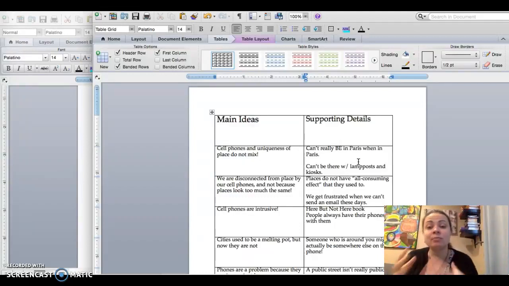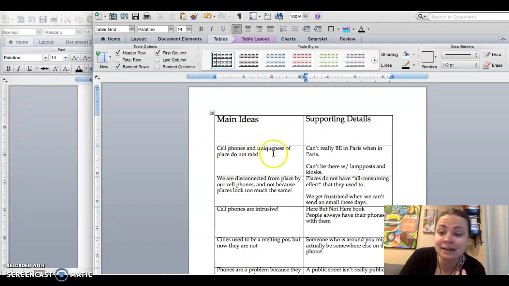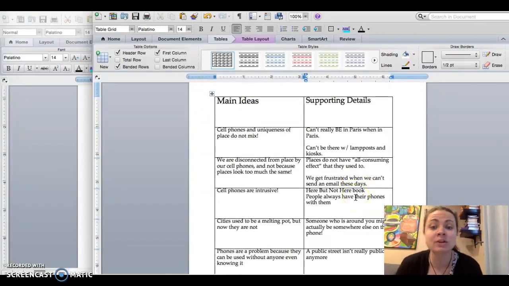But in any case, what's important to know is that the main idea of the paragraph is general, okay? And the supporting details are specific. And each paragraph contains both one main idea and then some supporting details for that main idea. Okay. The next one is we are disconnected from place by our cell phones, and it's not because places look too much the same. So remember, that's when he was talking about monoculture.